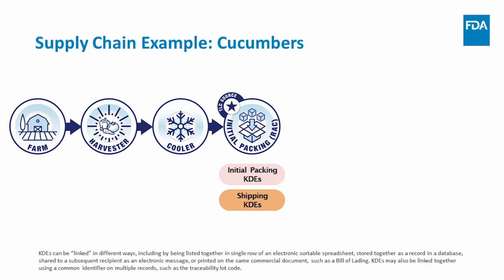The traceability lot code must be linked in the firm's records with the key data elements associated with that lot of food. Now that the cucumbers have been packed and a TLC has been assigned, the packing house is going to send them to a produce processor who will repack them for sale at retail.